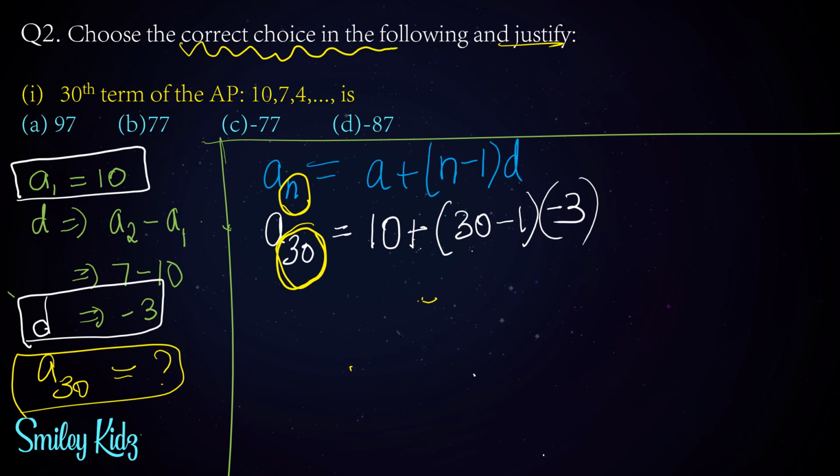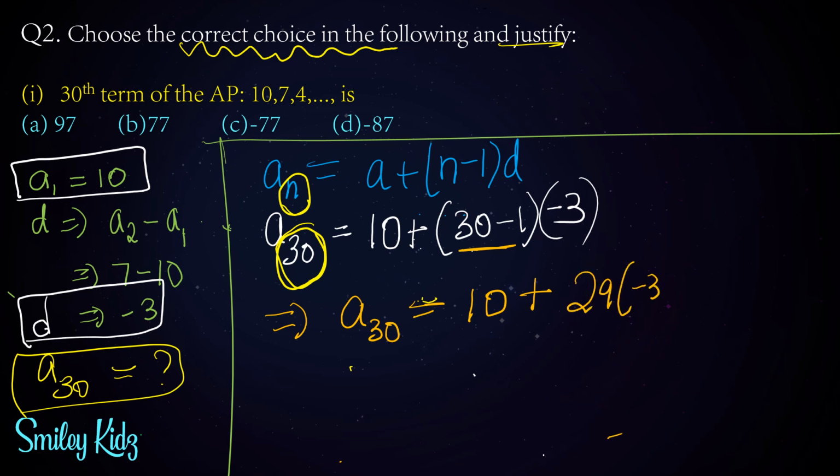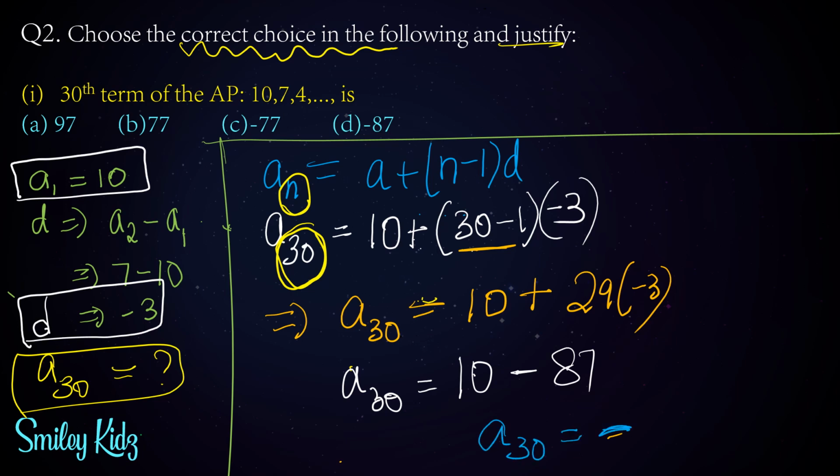Now, on further simplification, we get a30 is equal to 10 plus, what is this? 30 minus 1, 29 into minus 3. Now, on further simplification, this turns out to be a30 is equal to 10 minus 87, isn't it? And what is the value of a30? The value of a30 is equal to minus 77. So which option is correct? Option C is correct.